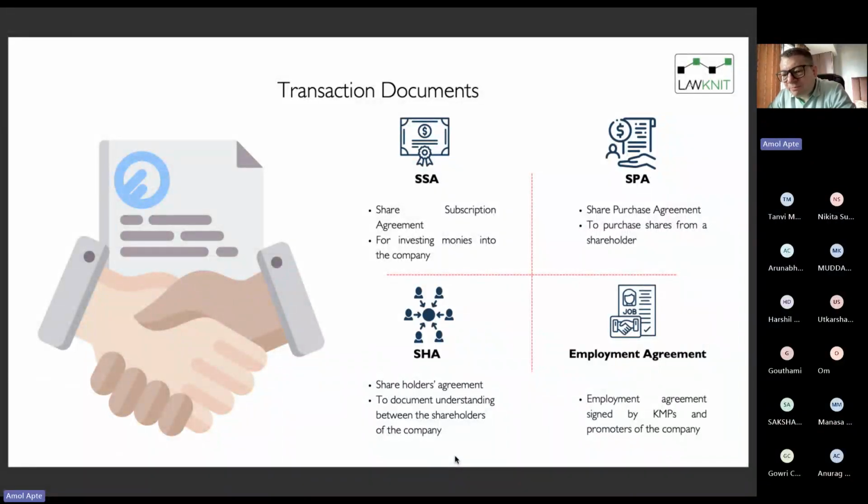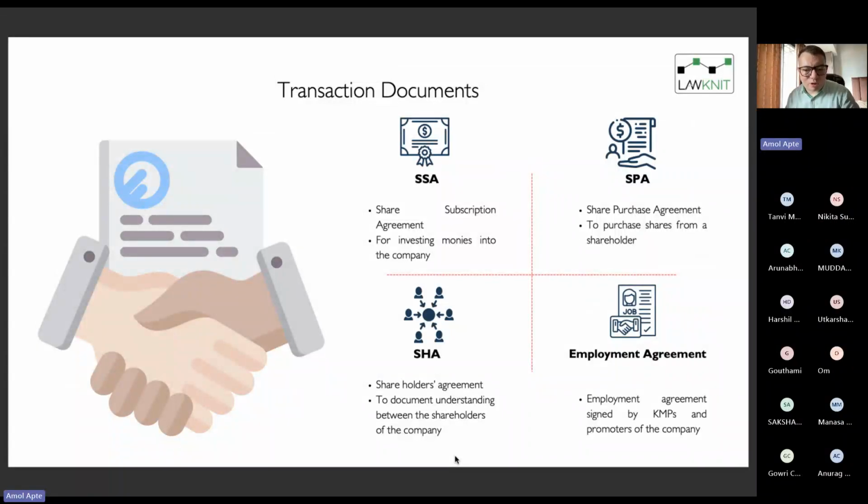Then you have SPA, which is share purchase agreement, when you actually go and buy shares from an existing shareholder and become a shareholder of the company. Then the exchange of rights and obligations between these two parties, that is existing shareholder and the incoming shareholder, are governed by the SPA, which is share purchase agreement. Then you have SHA, which is shareholders agreement. This defines the broader array of rights that the shareholders have within the company, and the understanding between the shareholders, etc., is captured in this document.